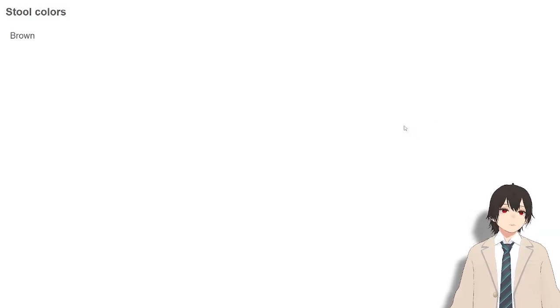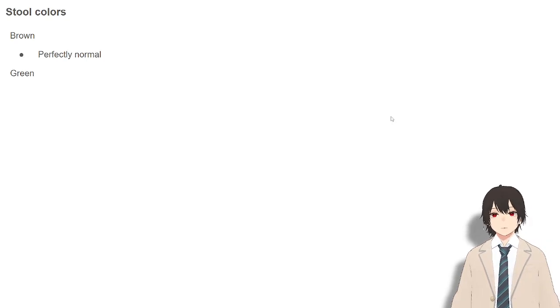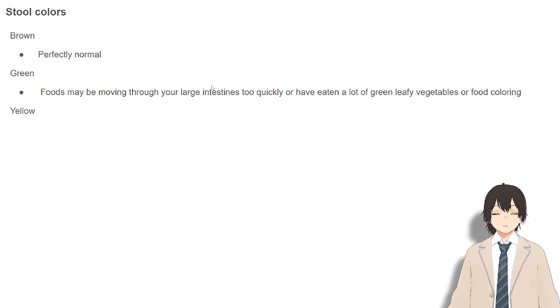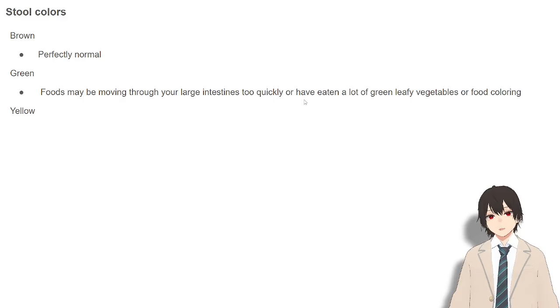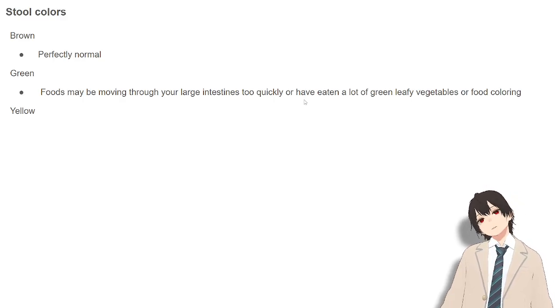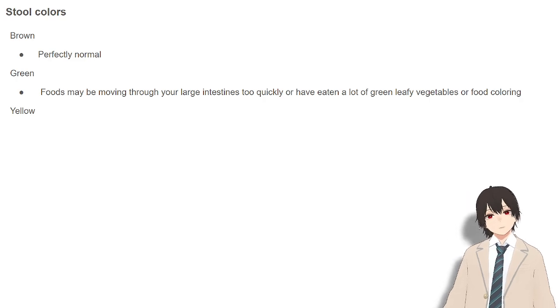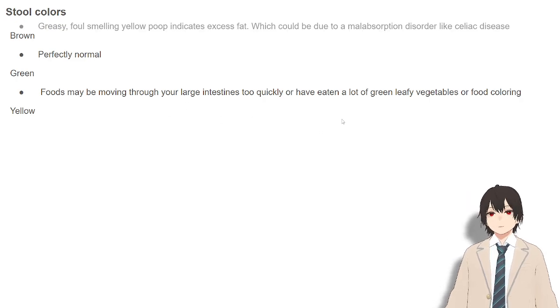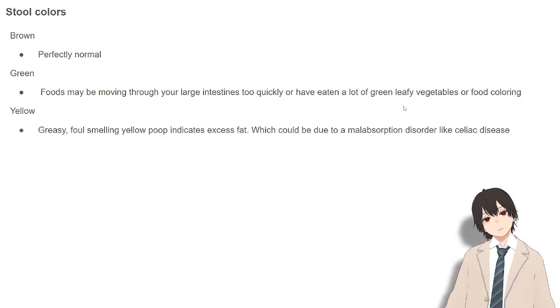Stool colors. Nurses have to deal with stool a lot. So brown is normal, green usually if you're having diarrhea or you're eating a lot of green leafy vegetables or food coloring. I remember the first time that happened to me when I was a kid, and I was so shocked when I ate Baskin Robbins for the first time.